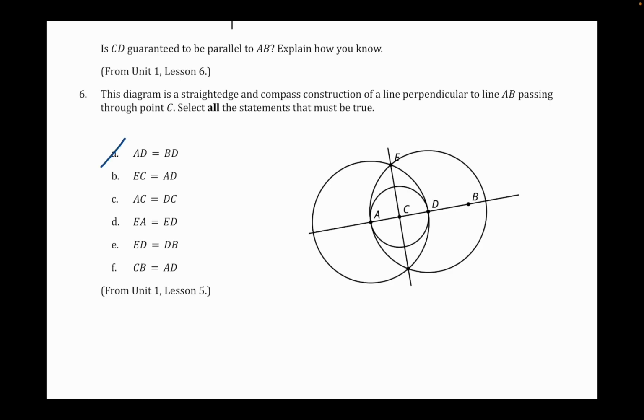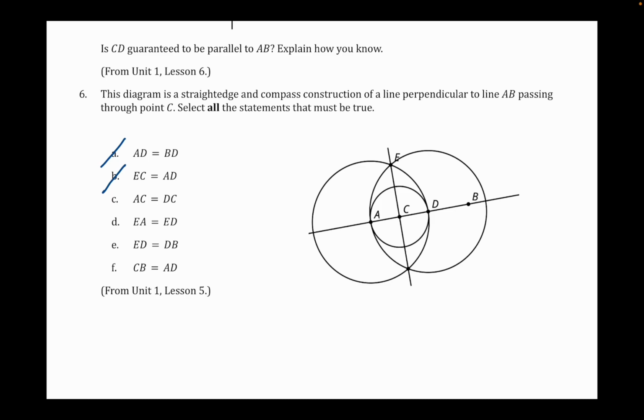Now we have EC equals AD. EC is right here, and AD is this piece right here. Those are also not guaranteed to be equal. They are going to be perpendicular to each other, but they're not going to be equal to each other. They would have to be radii of congruent circles at this point for us to consider them to be equal, and they are not.